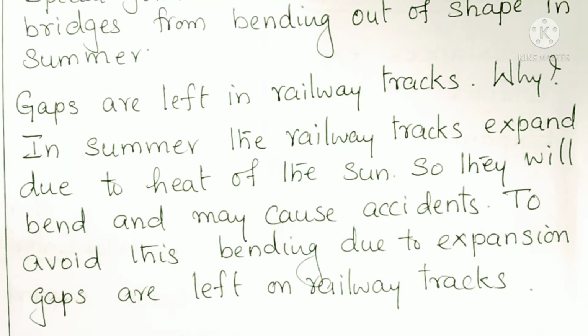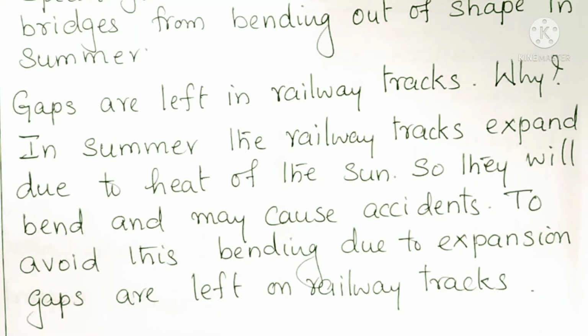So, to avoid that, when they join the tracks, between two tracks they always leave some gap. So, when that gap is there, when it expands also, it will not bend. It may touch each other, but it won't bend.